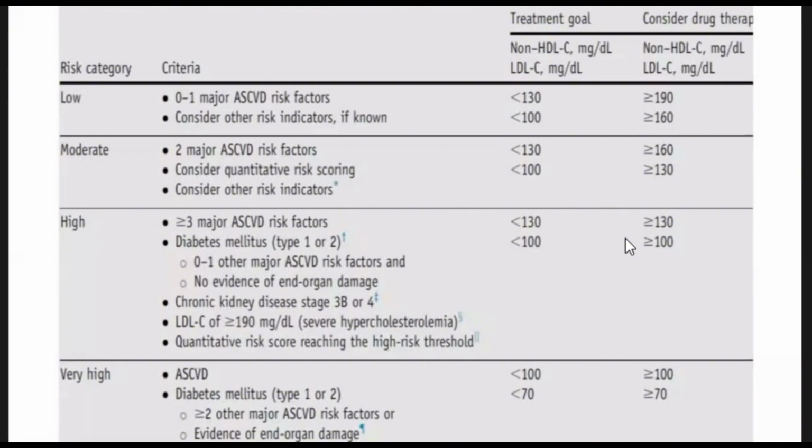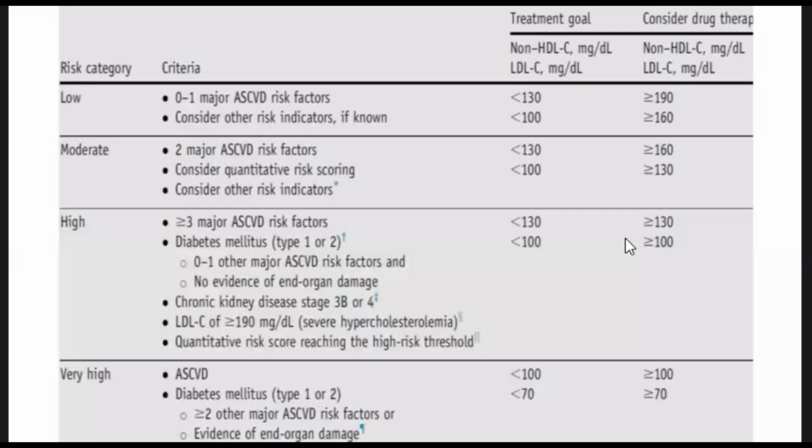And also diabetic patients with multiple cardiovascular risk factors or diabetic patients with end organ damage are high risk patients. So these patients anyway need statin. Other patients, if they have one risk factor, they are low risk. Moderate risk, 2 risk factors. And high risk patients have 3 major atherosclerotic cardiovascular disease at the same time. Diabetic patients without end organ damage or minimal risk factor also high risk. Anyway, diabetes is a high risk patient.